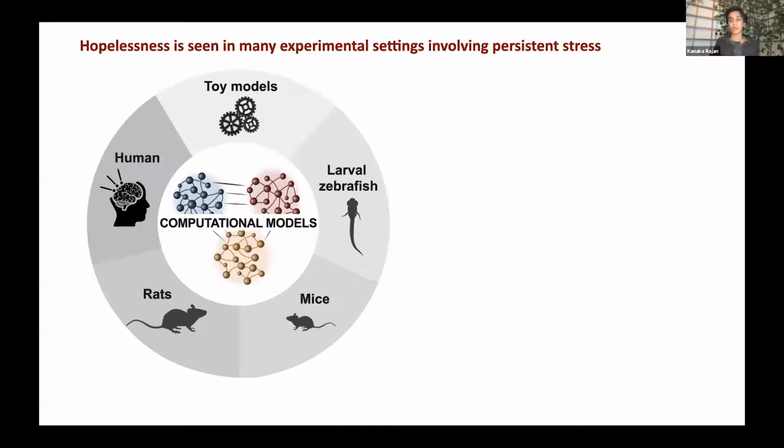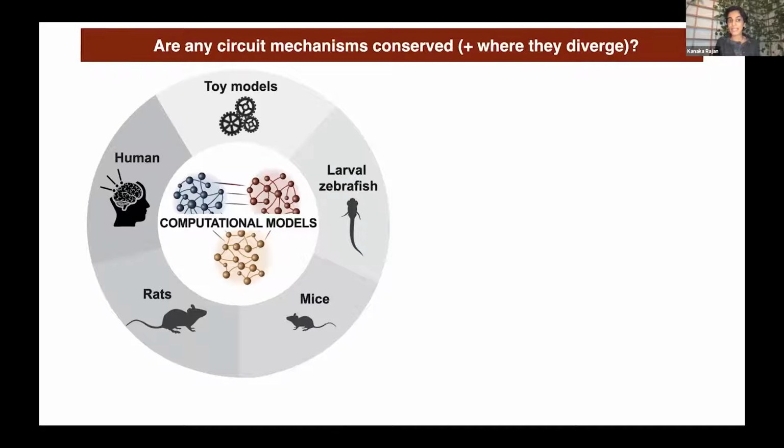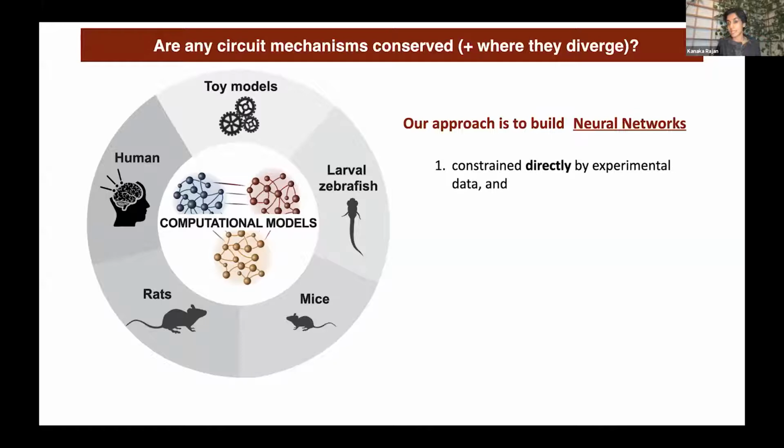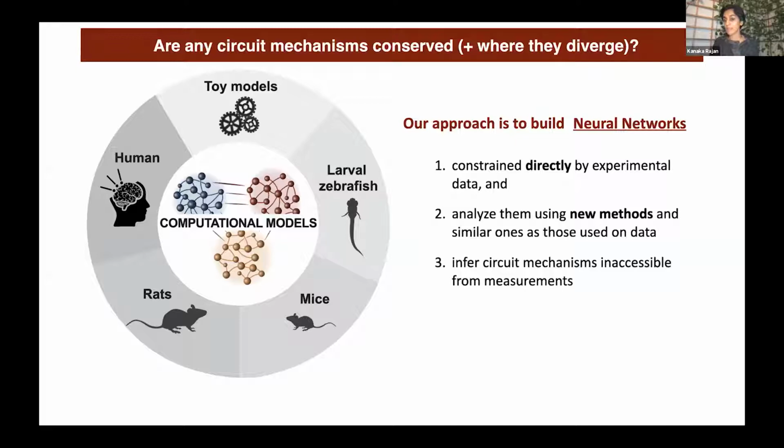So it's seen in smaller nervous systems like the larval zebrafish, or larger nervous systems like the mouse, the rats, humans, everywhere. So one of the questions that as theorists we can ask is, are there any circuit mechanisms that are conserved when you go from these smaller nervous systems to larger nervous systems, as well as identify key divergences? One of the ways that we approach such a problem is to build computational models. In my lab, we build neural network models that are constrained directly by experimental data. We analyze or reverse engineer these models to infer circuit mechanisms that are inaccessible from measurements alone.